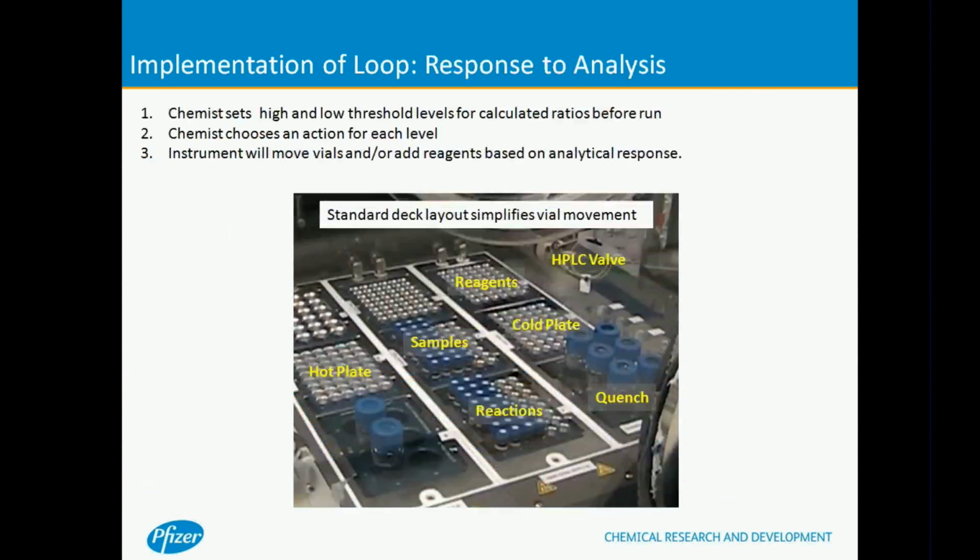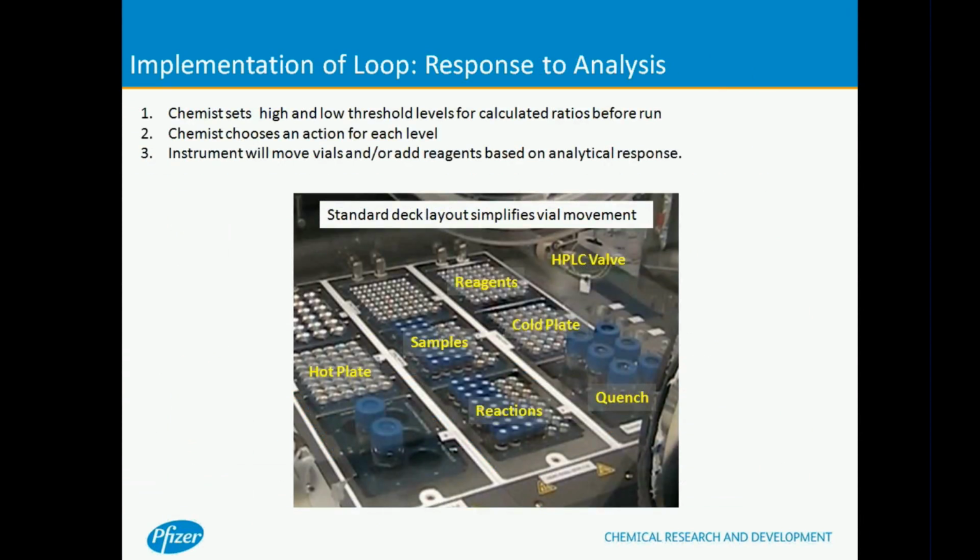The final step then of implementing the loop is your system now has analytical information. How do you respond? And the way we set this up is that the chemist will actually set high and low thresholds for the calculated ratios before the run. What that means is you say, if the ratio of product to starting material is greater than 3, that's going to be the high threshold.